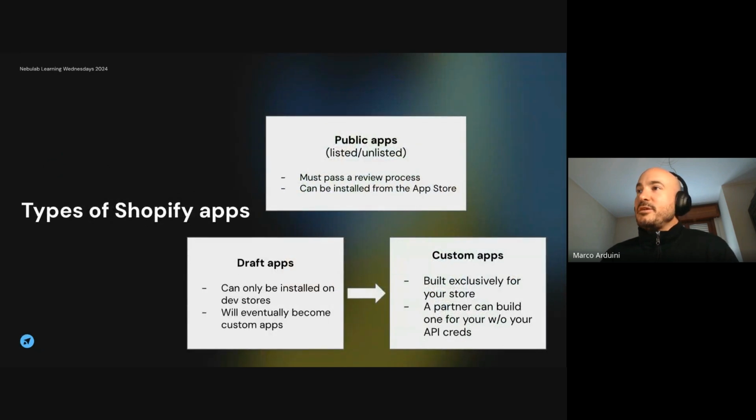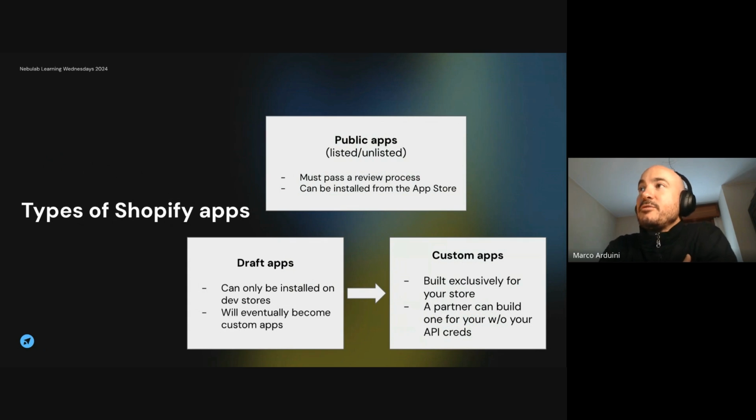Okay, so just a little bit more of an introduction to Shopify apps. Apps can be of different types. This is not super evident from the documentation. I found that it was not super clear to me, so I spent some time trying to figure this out. So apps can be public apps, listed or unlisted.